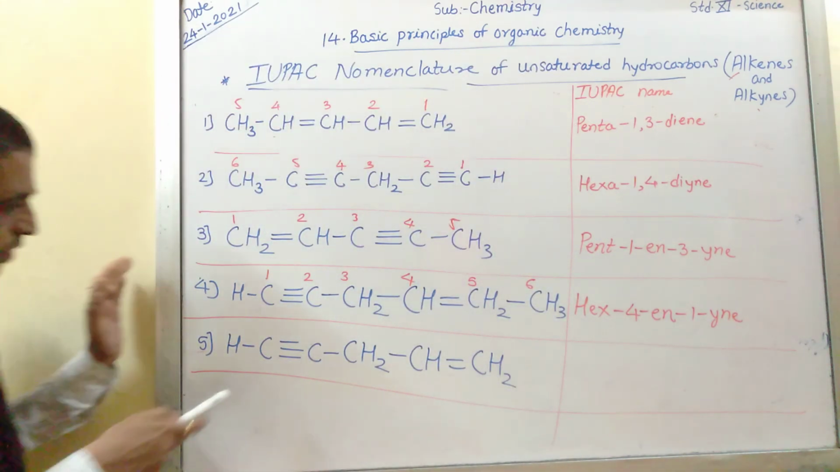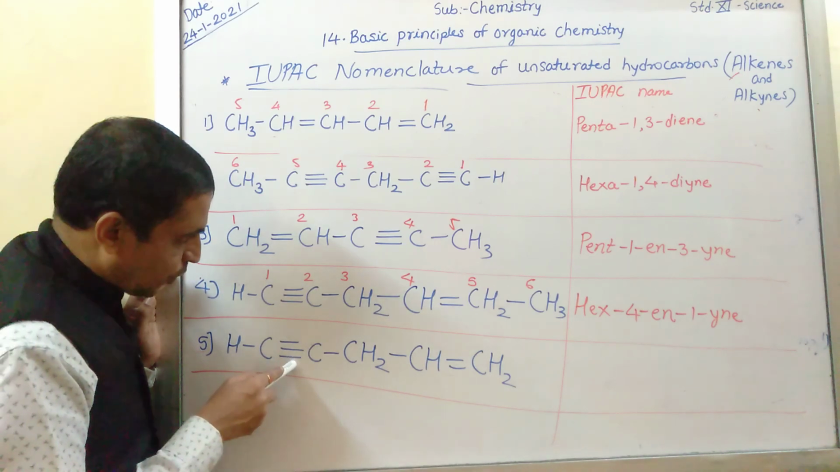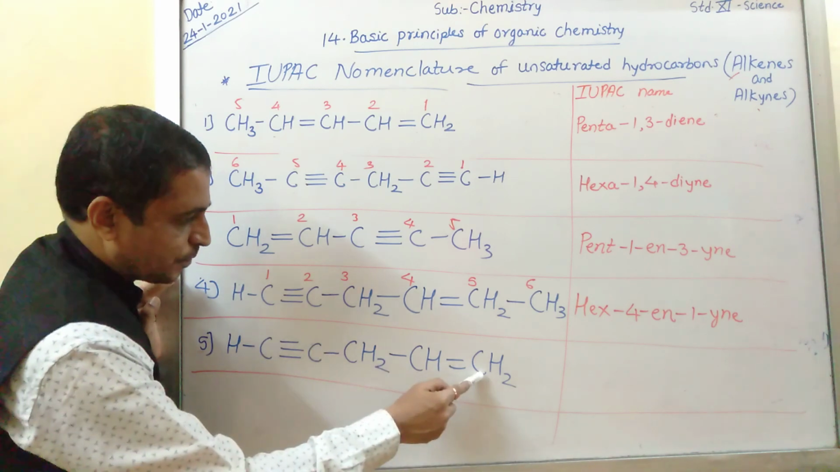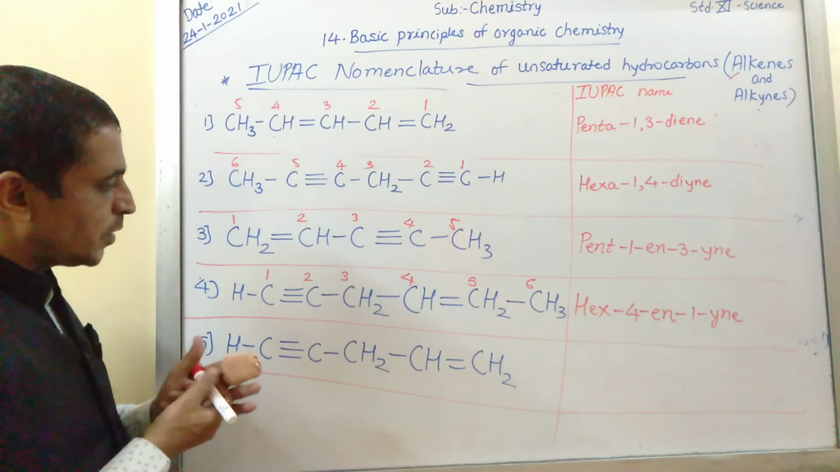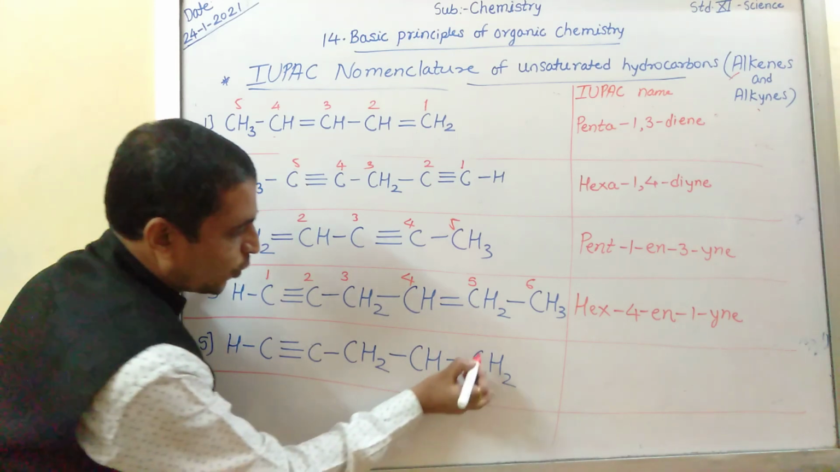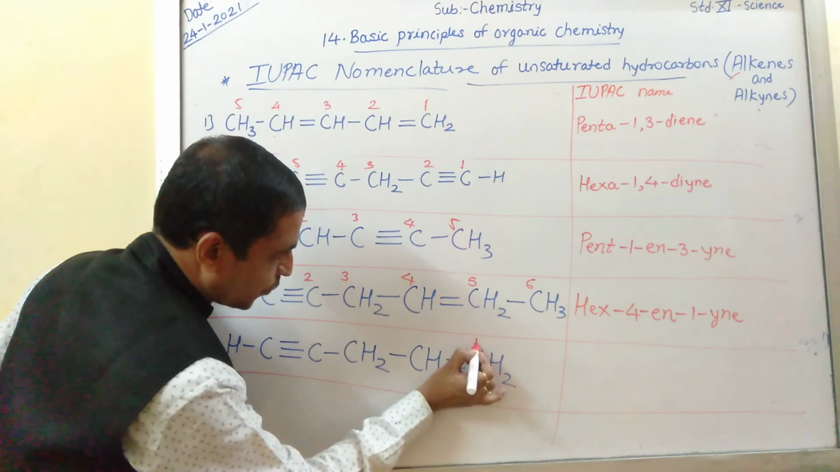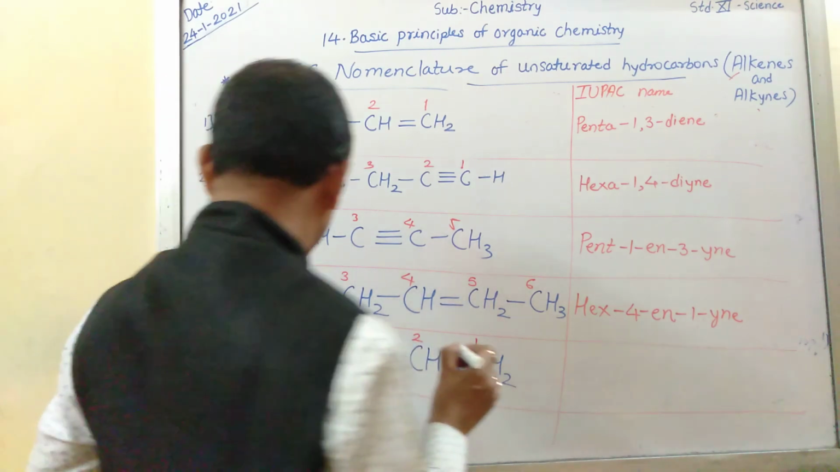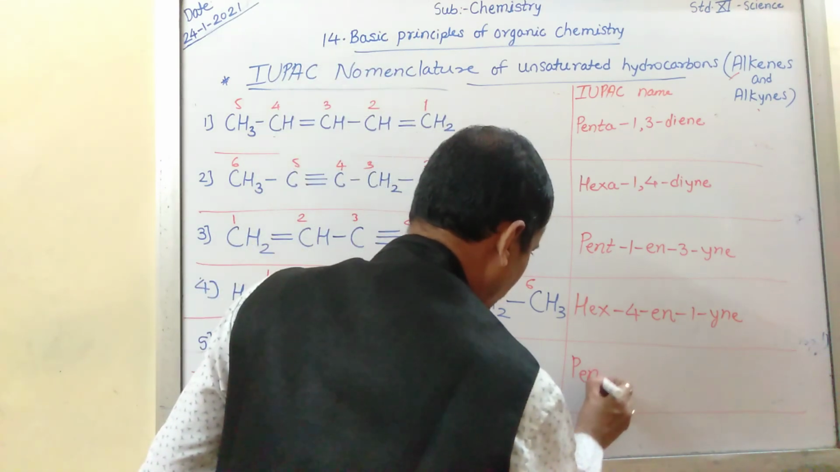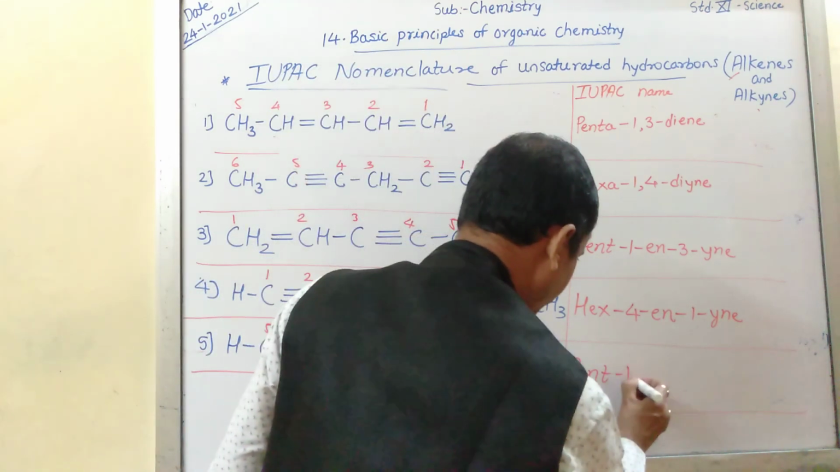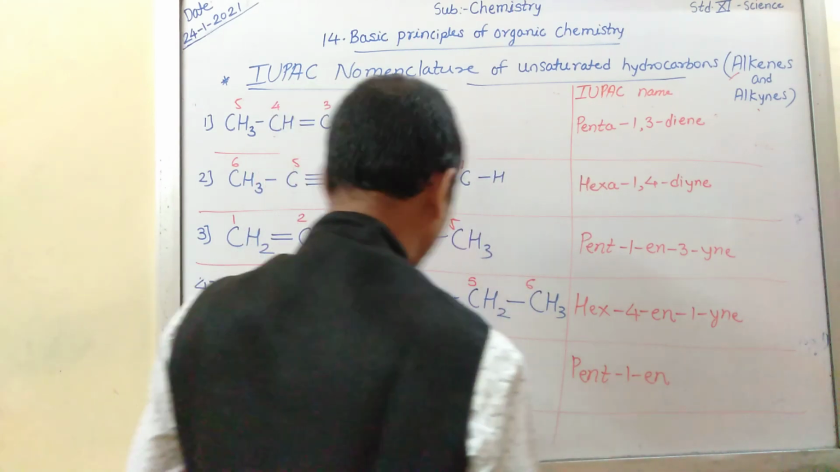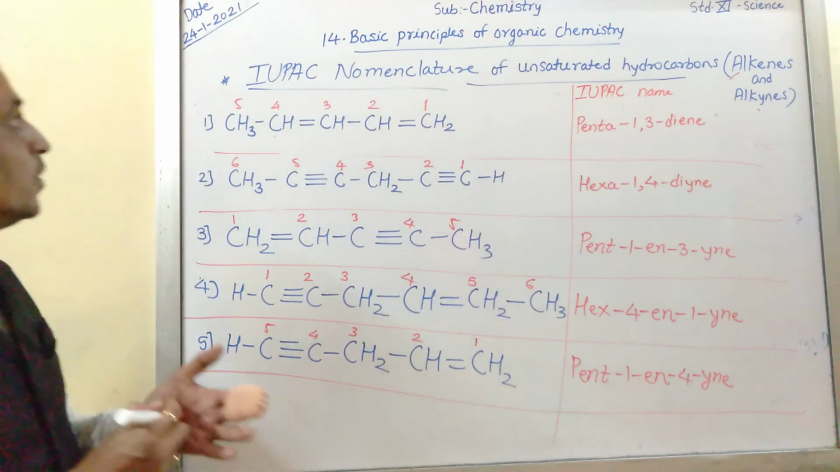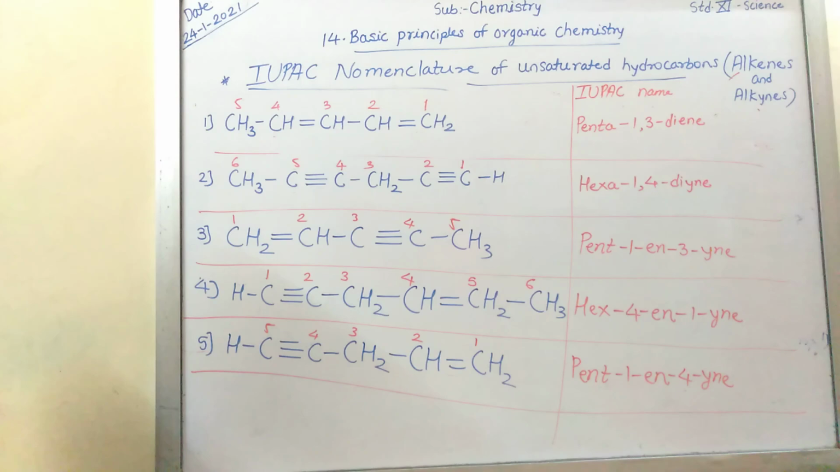Now see here. In this structure, see the triple bond and double bond. They are nearest to the terminal carbon atom. That time we must prefer the double bond. Don't prefer the triple bond. The double bond must get the lower number. So numbering starts from 1, 2, 3, 4 and 5. Here you get what? Penta, or sorry, you get pent. Again 1 in and 4 yne. So this is about the IUPAC name of these compounds.